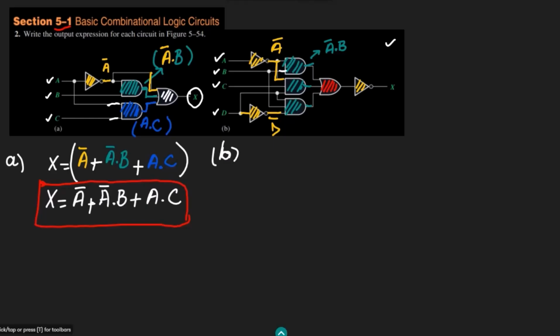Similarly, this is the second gate, and here we can see that we have three inputs. The first input is this A complement, the second is C, while the third one is this D. So the output of this gate is A complement dot C dot D. Okay, so these are the three inputs which are applied here.